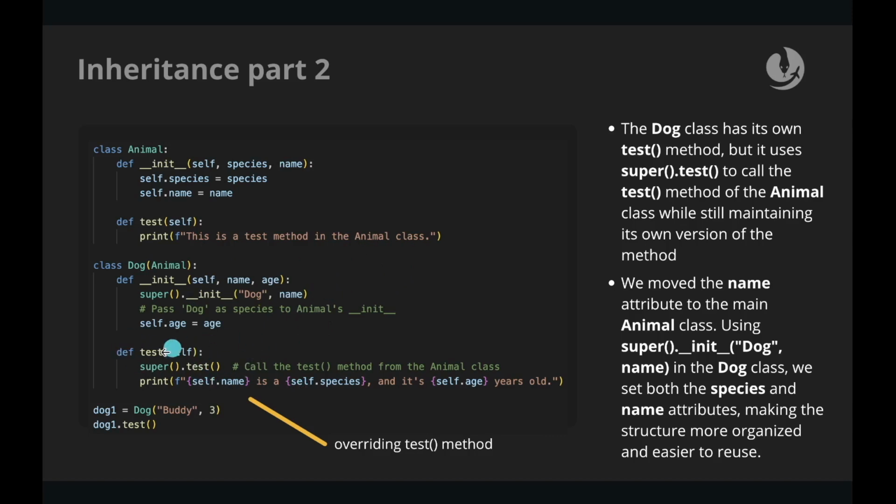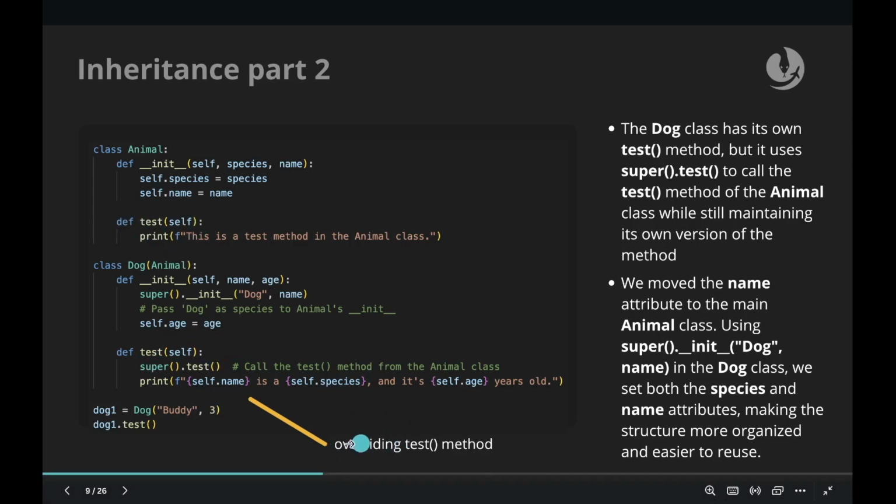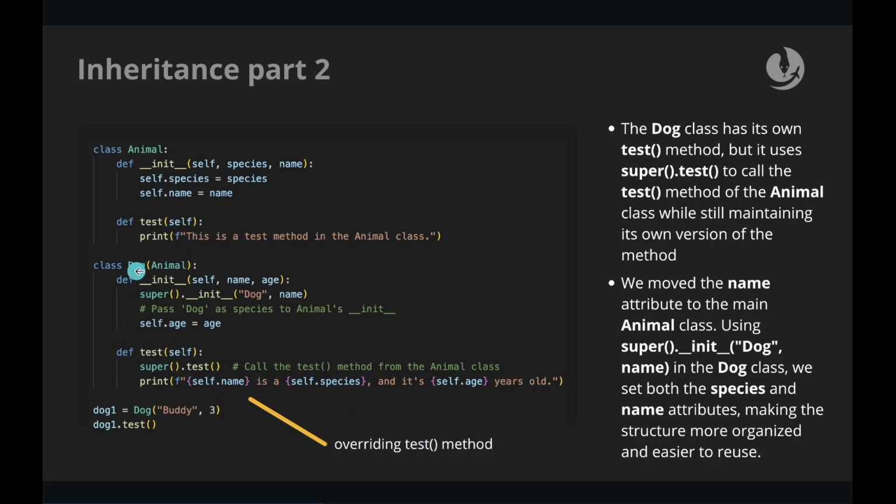So the last thing that I want to show you is this test method. And over here we have overridden the test method. So we have overridden in our dog class the test method from the animal. But since we are calling super test, we are calling the test method from the animal class. And then we are printing our own logic related to the dog class.